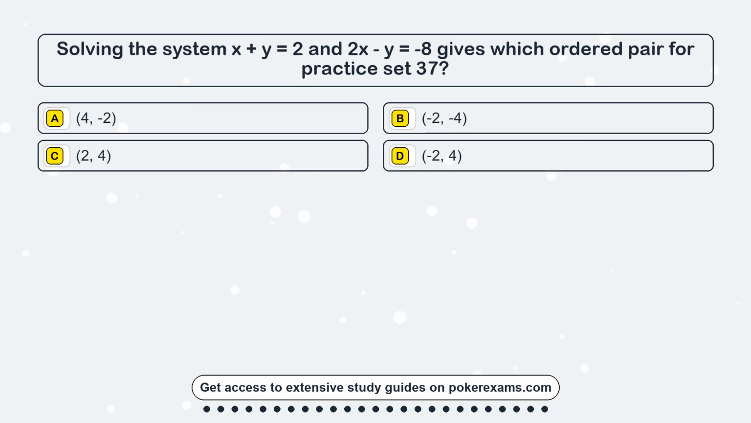Question 12. Solving the system x plus y equals 2 and 2x minus y equals -8 gives which ordered pair for practice set 37? Option A, 4, -2. Option B, -2, -4. Option C, 2, 4. Option D, -2, 4.